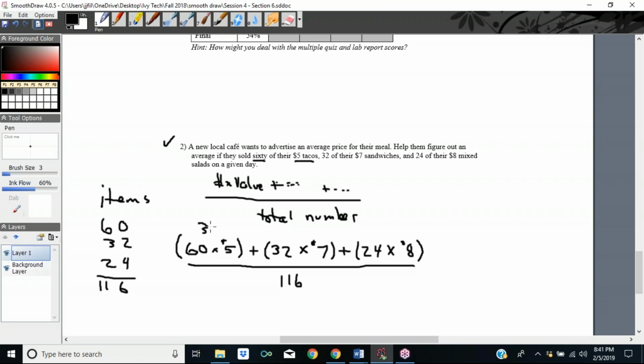You can just do 60 times 5 plus, so this is 300, and then 32 times 7 is 224. And then 24 times 8 is 192, and then add all those up. So 300 plus 224 plus 192, 716 divided by 116.